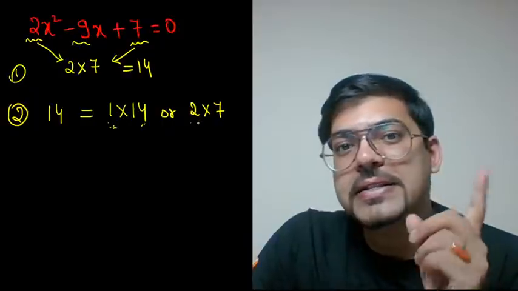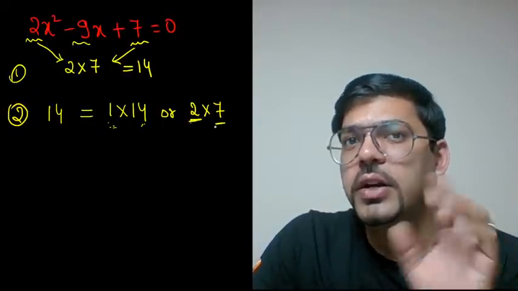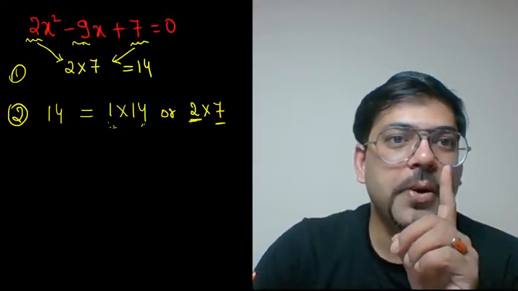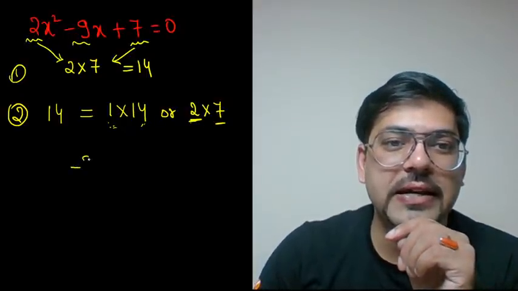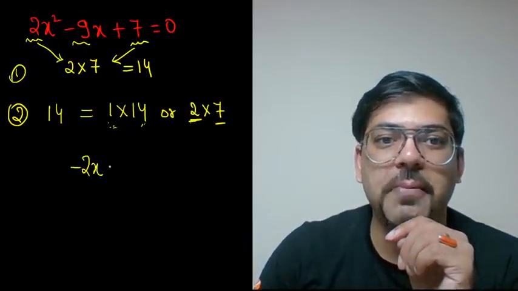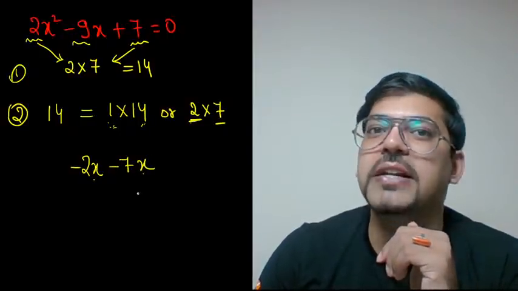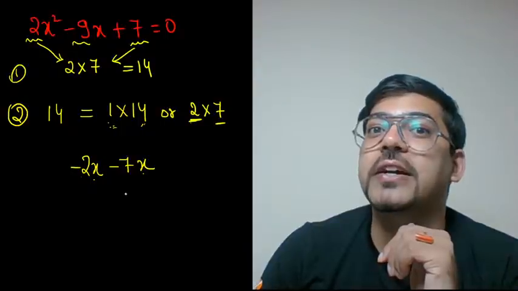But can you make minus 9 using 2 and 7? Using addition, subtraction, something like that? So the answer should be yes. Why? Because you can write minus 9 as nothing but minus 2 and minus 7. Minus, it is along with x, so minus 2x minus 7x. That will make you minus 9, isn't it?